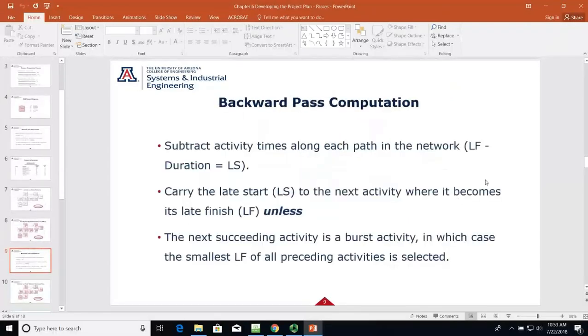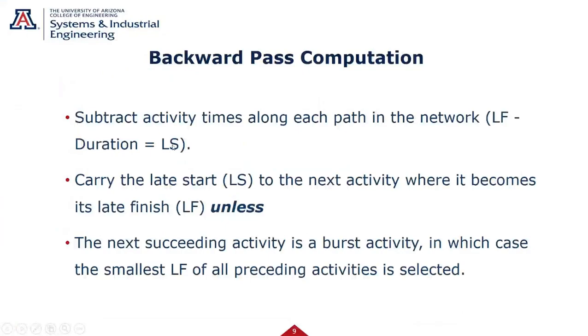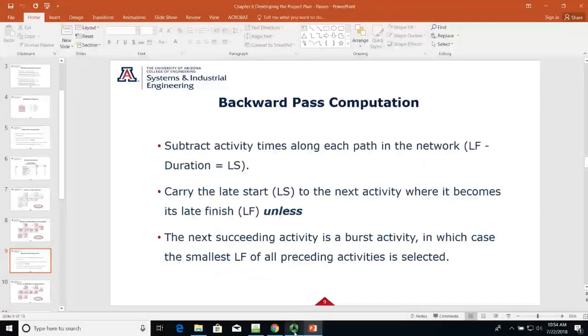Let's go do that. Backward pass, late finish minus the duration gives us a late start. Let me blow this up, I guess. Late finish minus the duration, late start. Carry the late start to the next activity where it becomes the late finish. Now when we say carry it to the next activity, we're going backwards, and unless it's a burst, then we have to carry the smallest of them. So we'll see how that works. So now let's go do the backward pass on this here.